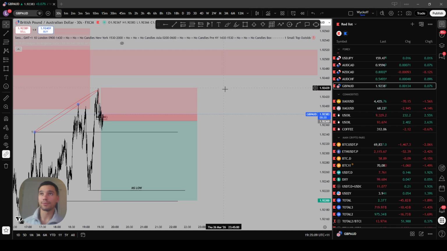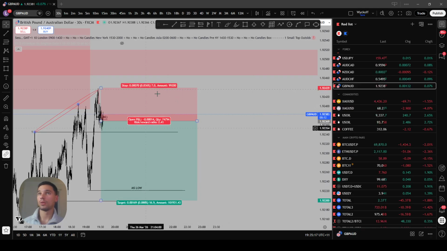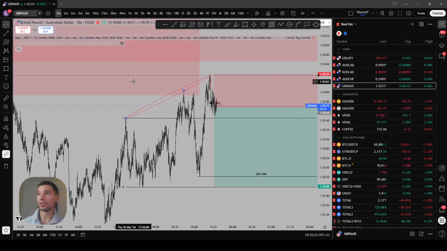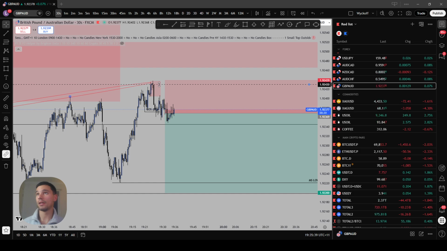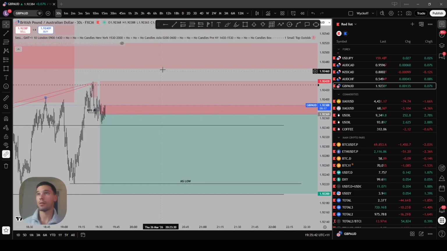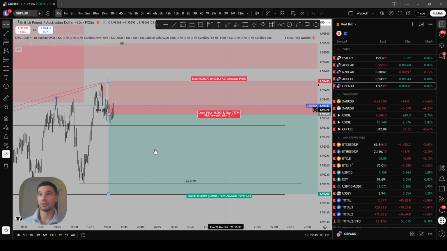The one thing I do not like about this, from the get go, is how hard it is for us to actually make a clean break. Yes, we did break structure. Structure break is confirmed, but it's confirmed on this one. We're spending way too much time in here already, which I'm not a fan of. But nevertheless, alerts have been set, and I will move on for the time being.